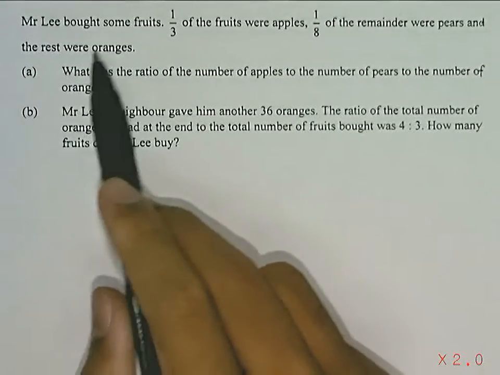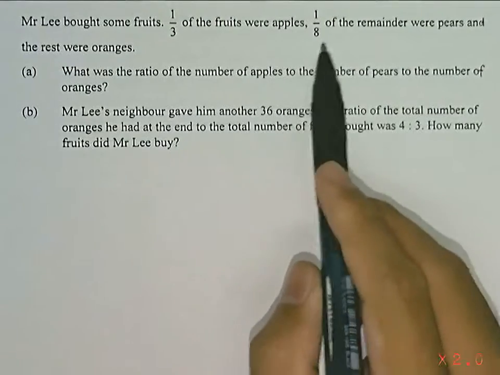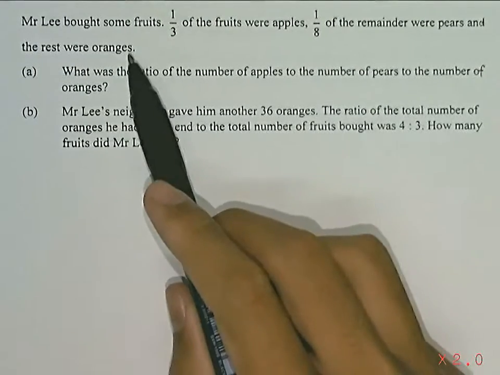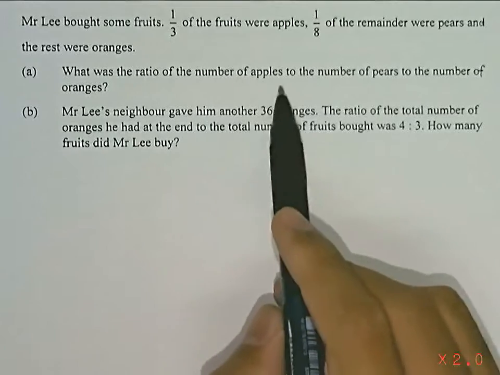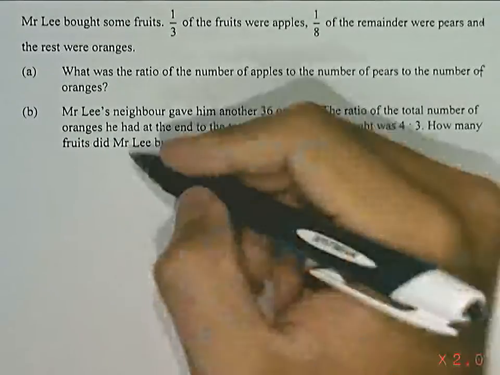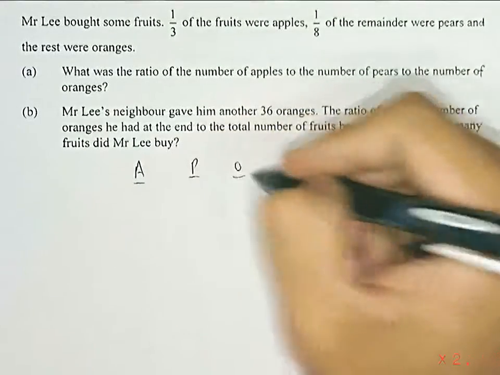So Mr. Lee bought some fruits. 1/3 of the fruits were apples, 1/8 of the remainder were pears, and the rest were oranges. Part A, what was the ratio of the number of apples to the number of pears to the number of oranges? So we have our apples to pears to oranges.